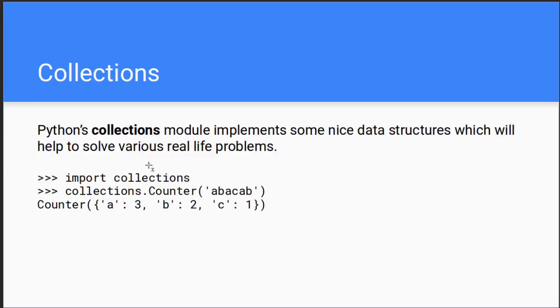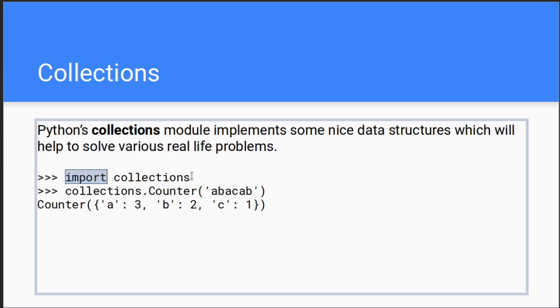And last, collections. Python's collections module implements some nice data structures which will help solve various real-life problems. So if we import collections, now NumPy needs to be installed with pip, or however you want to install packages. But collections is part of the standard library, so you just go ahead and import it without installing anything. But you do have to import it because it's not a built-in. So we import collections, and then we can run Counter on this string, and it'll count how many times each one appeared. So we have 3 A's, 2 B's, and a C.